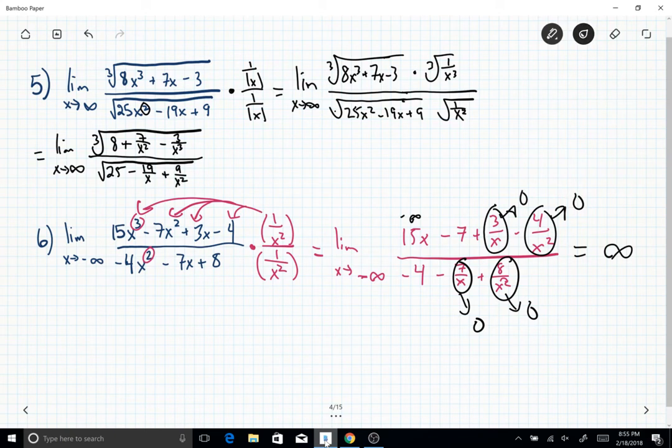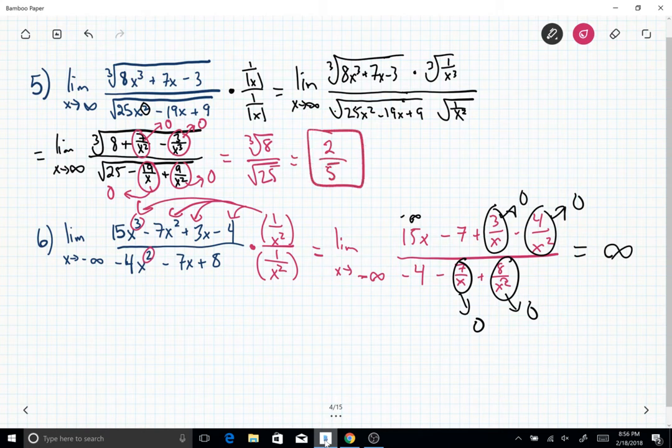And so with all that, what happens? Well, this piece goes to 0, and this piece goes to 0. It's by properties of a constant over some variable as x approaches infinity, and that goes to 0. So what are we left with? When we plug this in, we get the cube root of 8 divided by the square root of 25. The cube root of 8 is 2. The square root of 25 is 5, and so there is our final answer.